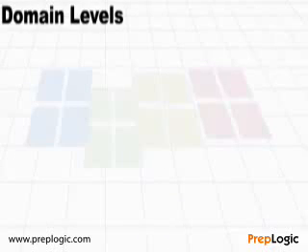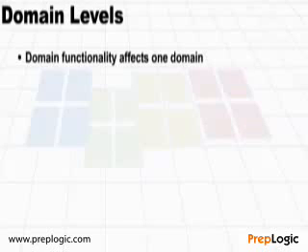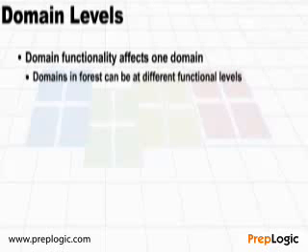So let's begin by looking at what are known as domain functional levels. Domain functionality affects one domain and one domain only. Remember, if you're running an Active Directory forest, you're going to have several domains in your environment. You could have an entire tree with parent and child domains, or you could have separate trees. In any case, you can have domains throughout your forest running at different domain functional levels. That's just fine. That simply means that one domain is going to have capabilities as far as Active Directory is concerned that another domain does not.